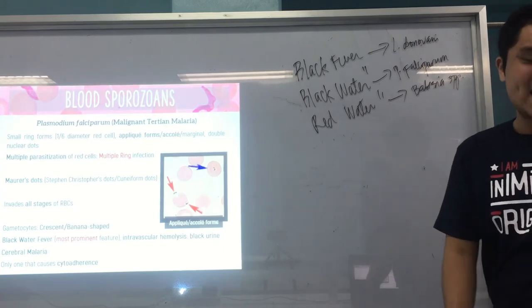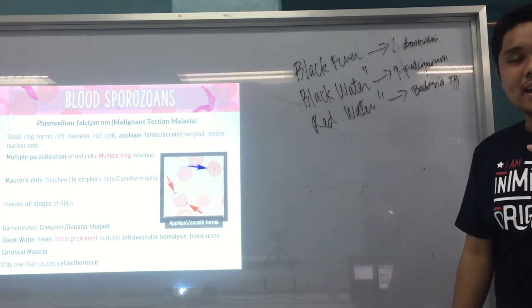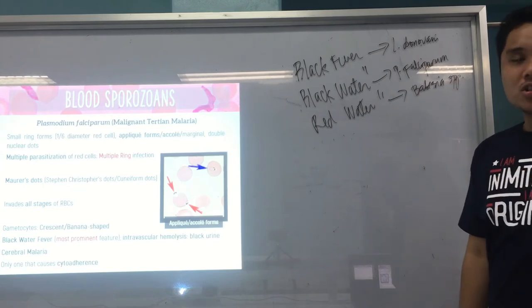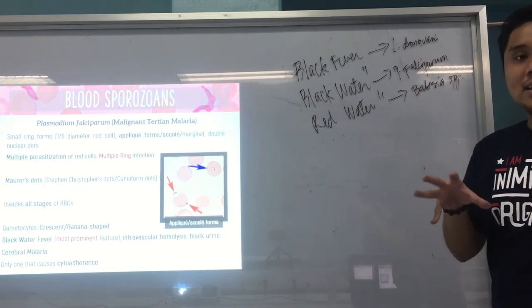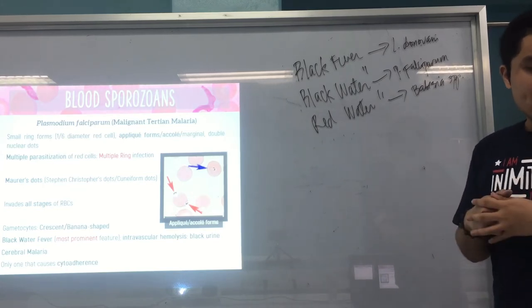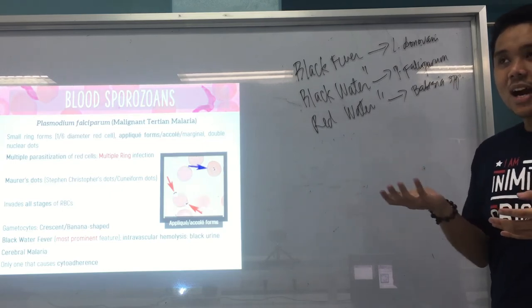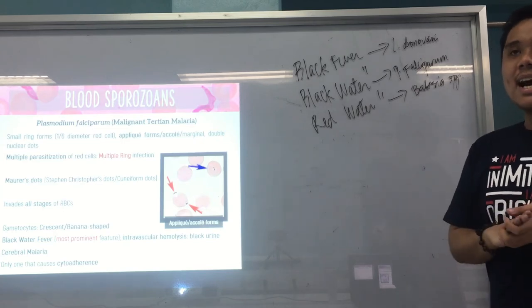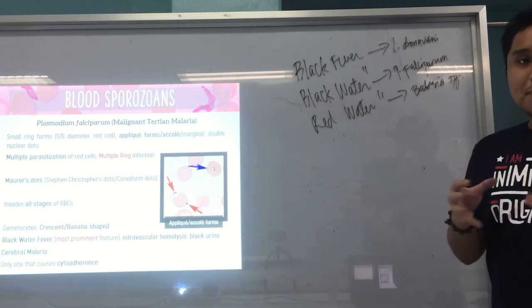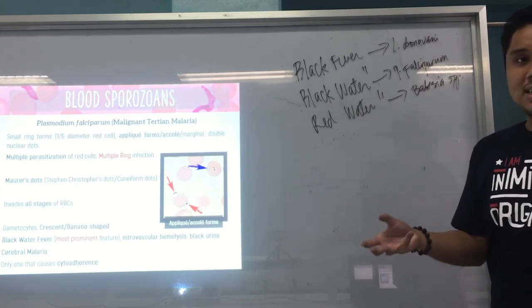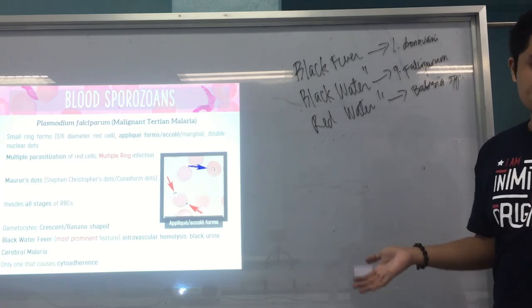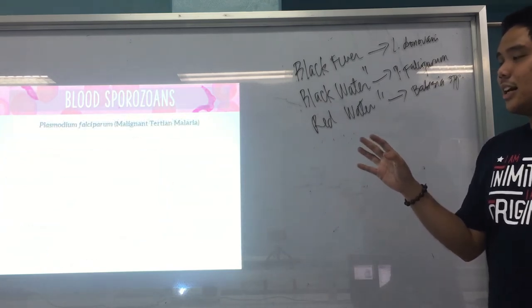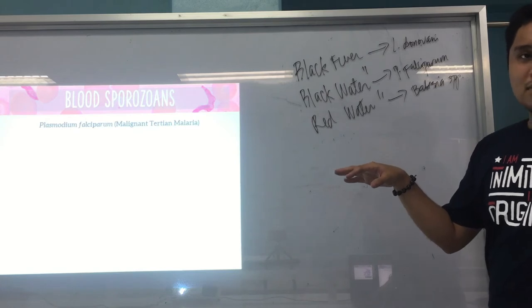So, malignant tertian. Malignant means it's deadly; it can invade a lot of RBCs. And tertian is because it's about every 3 days, 36 hours, that it produces paroxysms, or the rupture of RBCs. That's malignant tertian malaria.